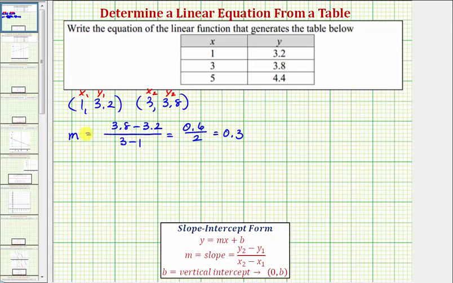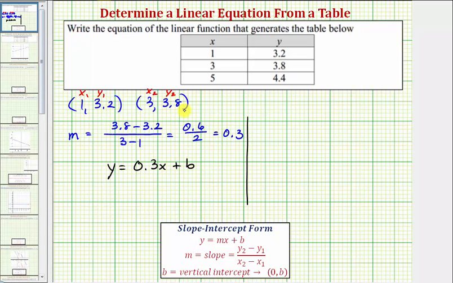And so now if we substitute the slope into our equation, we know our equation must be y equals 0.3x plus b. Again, where b is the vertical intercept, which would be the ordered pair (0, b). And notice how we're not given the ordered pair where the x-coordinate is 0, and therefore we'll use one of the ordered pairs, perform substitution for x and y to determine the vertical intercept b.